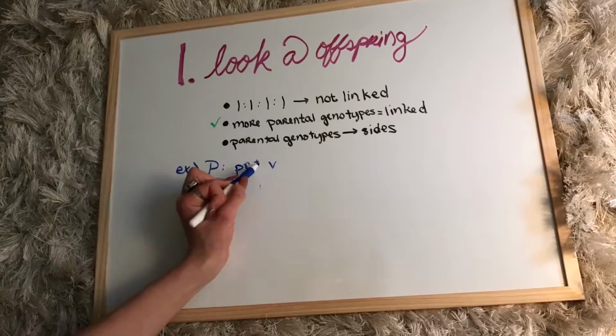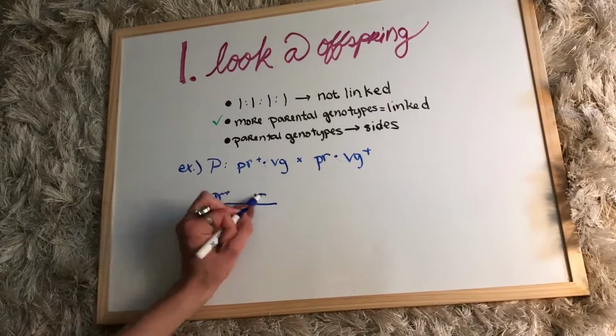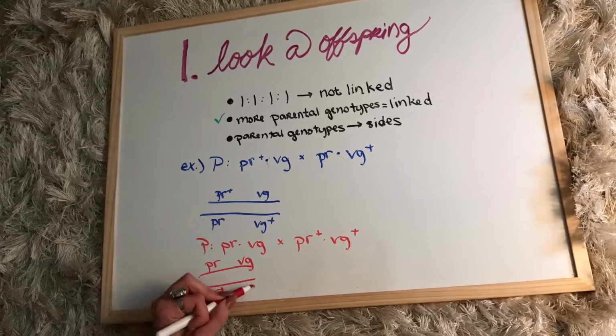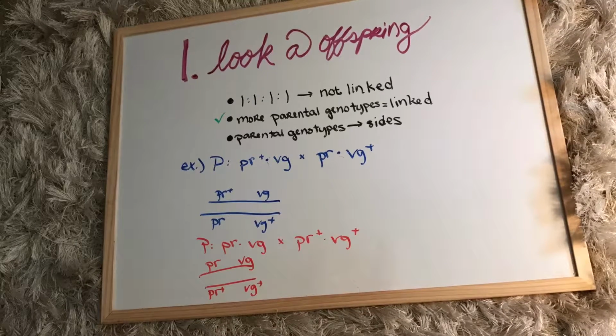For example, if I had parental genotypes such as these and plotted them on chromosomes, you could see that the parental genotypes stay on the same side. Same with the second example.